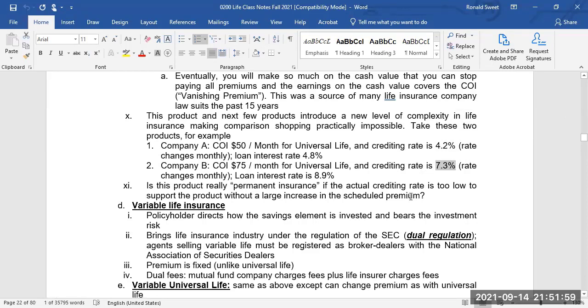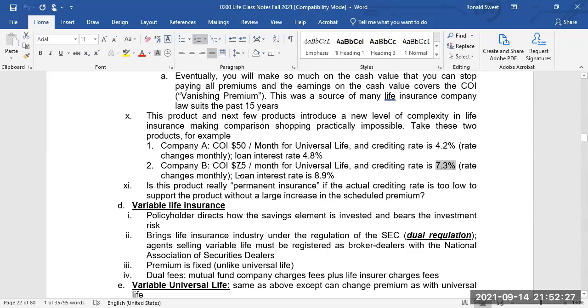Would you rather pay $75 in cost of insurance and get 7.3%, or pay $50 in cost of insurance but get 4.2%? Can you do that math off the top of your head? My guess is probably not, right? It's probably pretty tough to do. That 7.3 is not very valuable to you for the first 3 months because you don't have much cash value, right? The 7.3 is against your cash value. Your cash value starts at 0.